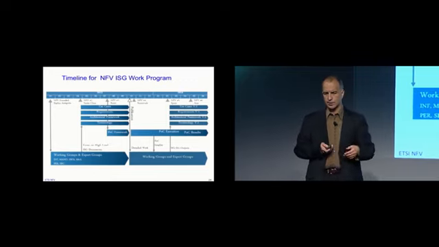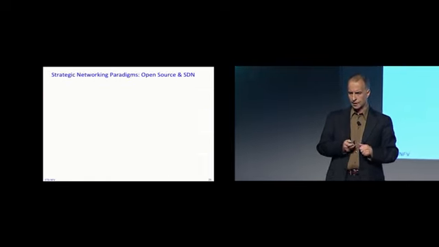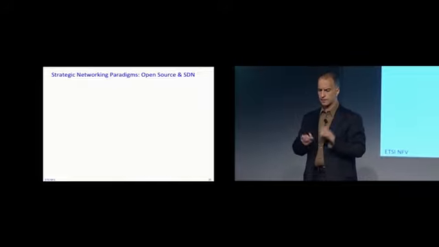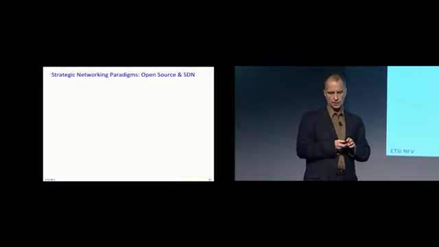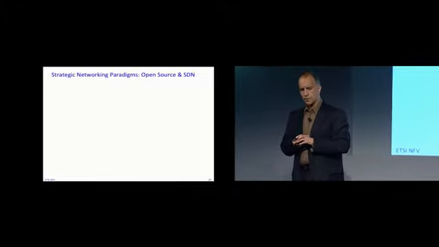And again, automation is going to be key. This is where we are today. This is like a work in progress, so a lot of things are to be done. We're supposed to sunset like a year from now. That's because we operate under Industry Specification Group guidelines. I'm going to switch to the strategic networking paradigms with respect to open source and SDN.